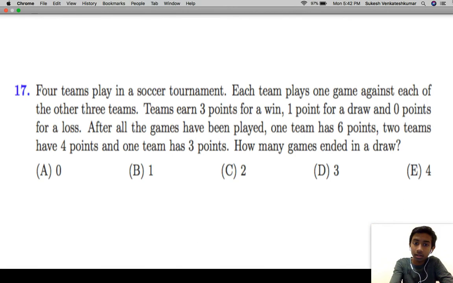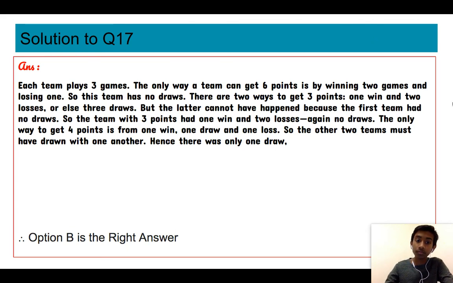And then finally, we have the team with 6 points. And what could have happened with that team? Well, that team probably won both of its games and lost one. So I have this detailed explanation here that I wrote, but if you want to read it, you can pause the video here and read this, guys. But nevertheless, let's skip on.